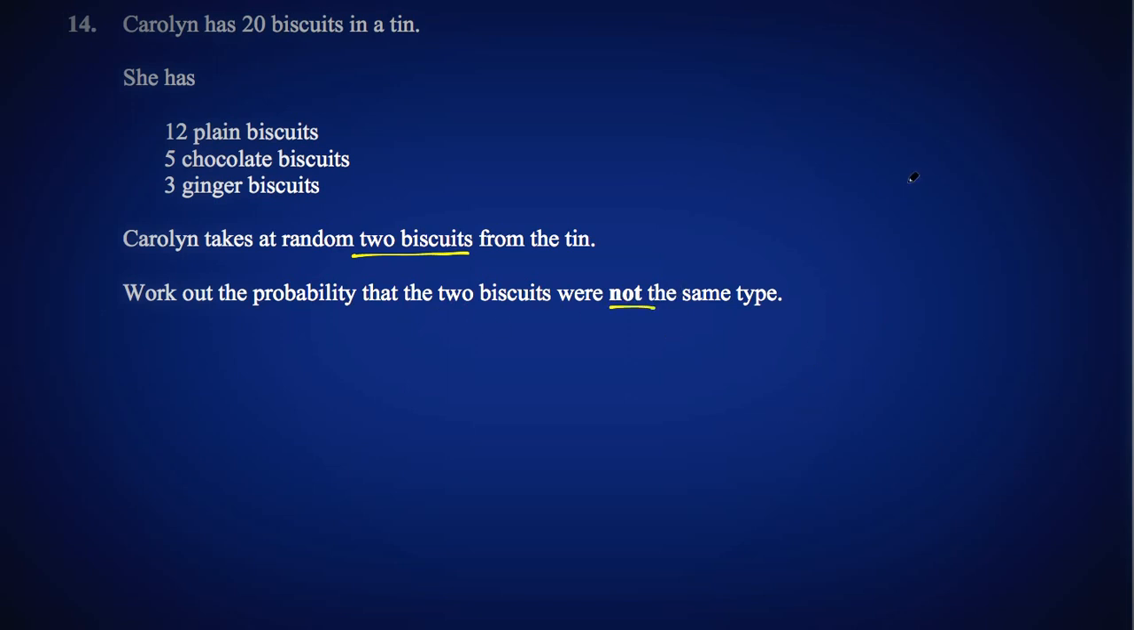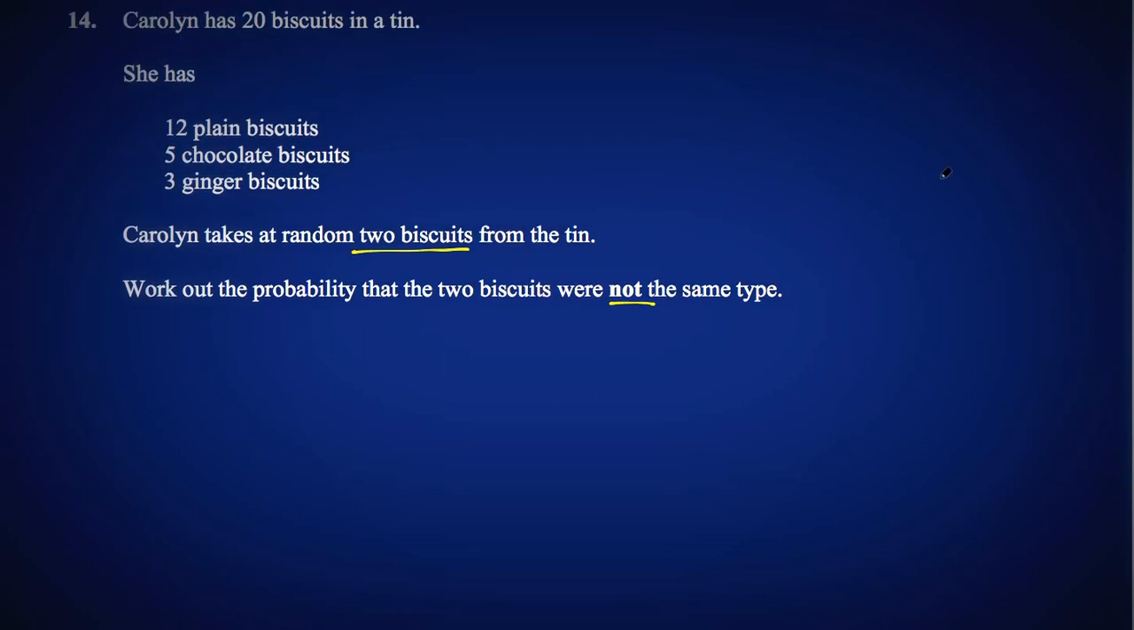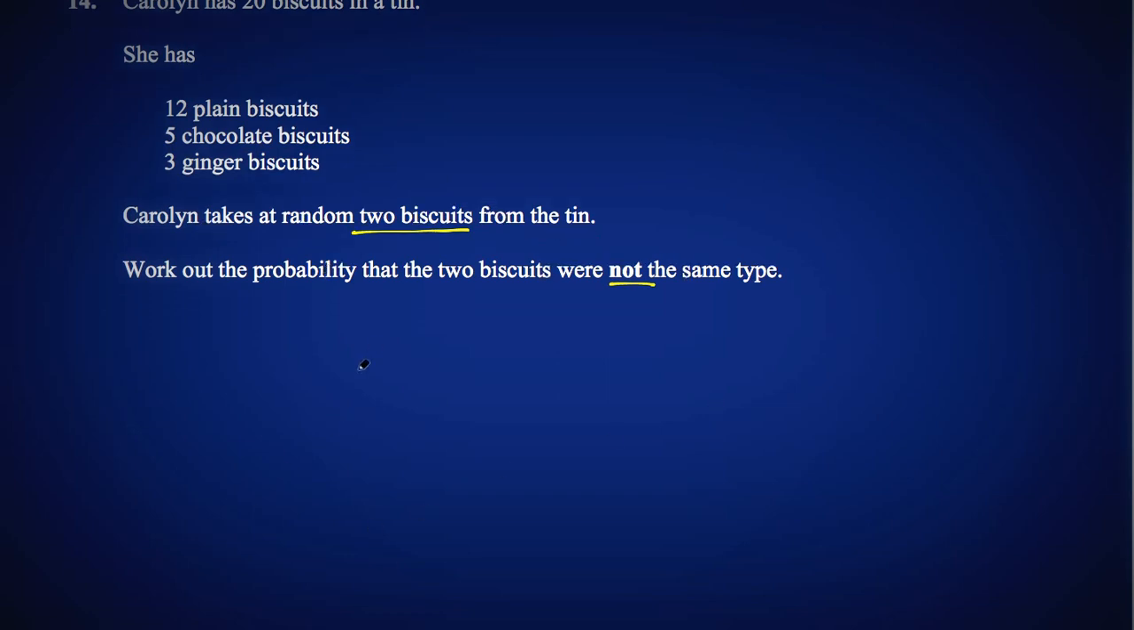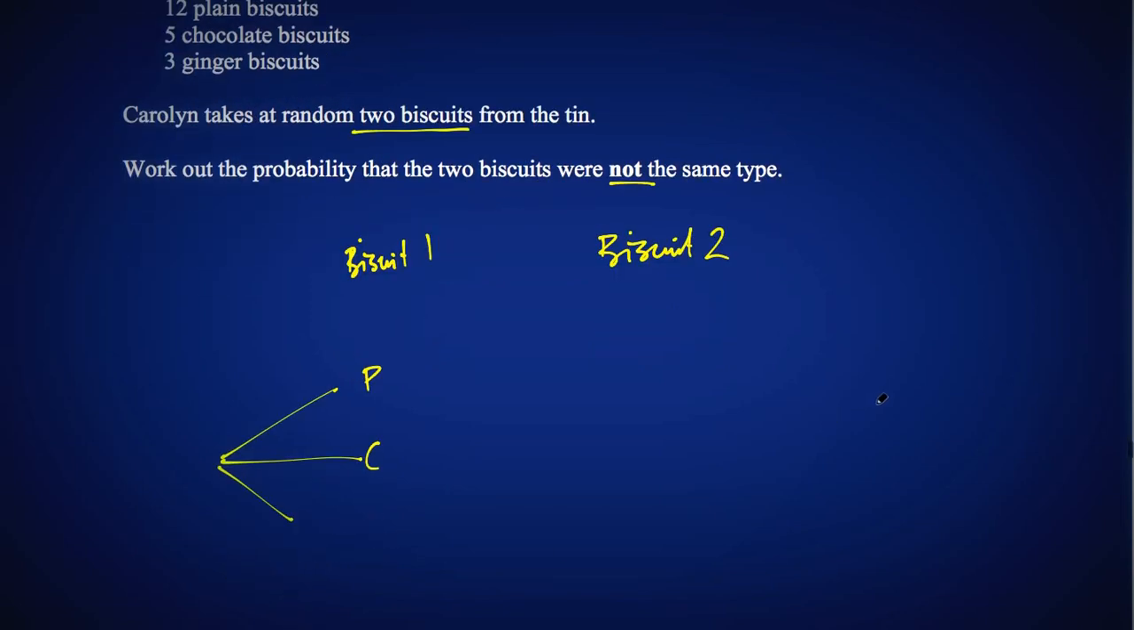So I'm going to draw a tree diagram for this to begin with. She's got 20 biscuits, 12 plus 5, that's 17, 18, 19, 20. So 3 branches for the first biscuit, biscuit 1, and biscuit 2. And so for biscuit 1, she can either have plain, or chocolate, or ginger.